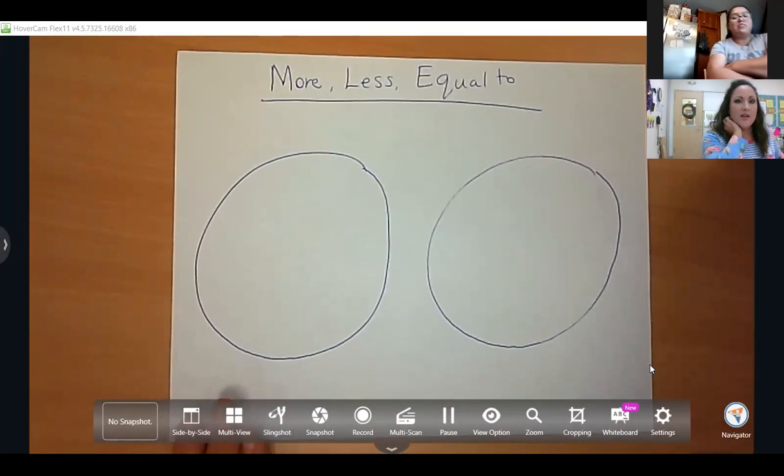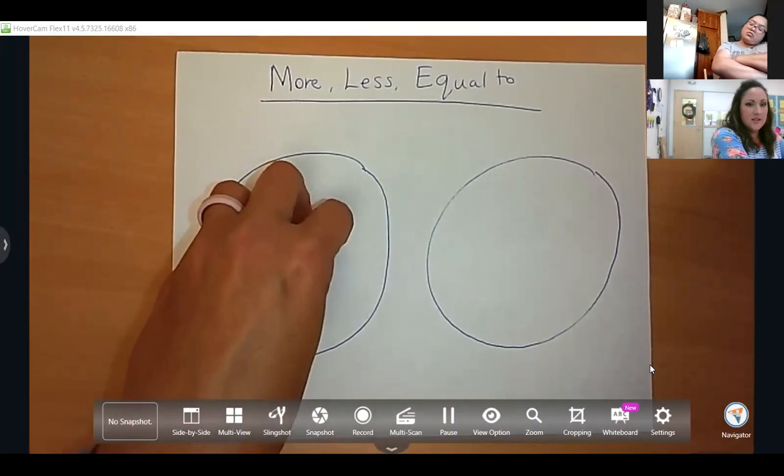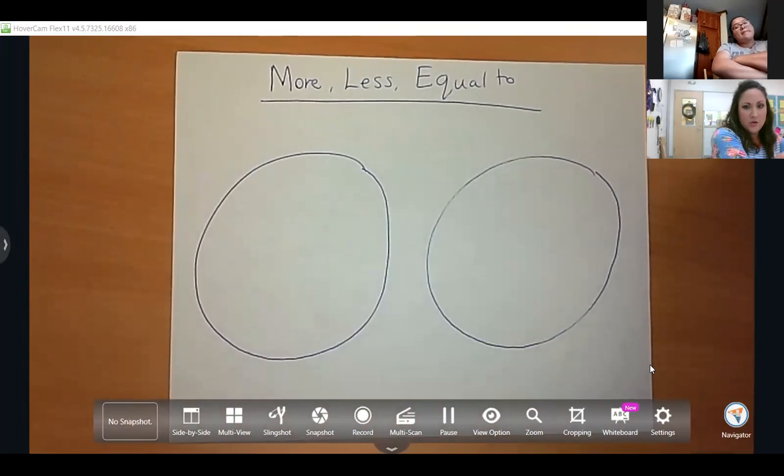And when we're comparing numbers, I just drew circles because it's easier for the students to see things in a set that has some boundaries. You could do this on a dry erase board by drawing circles, so it's totally up to you.